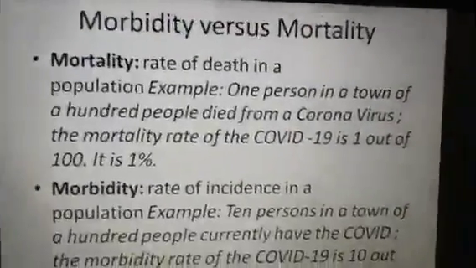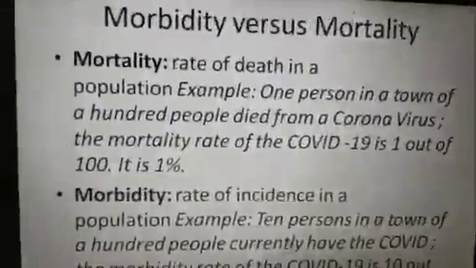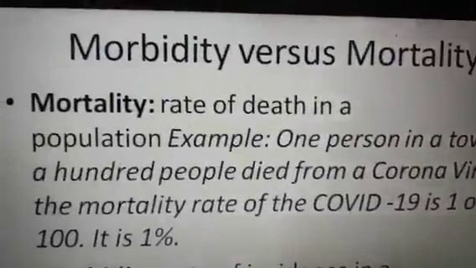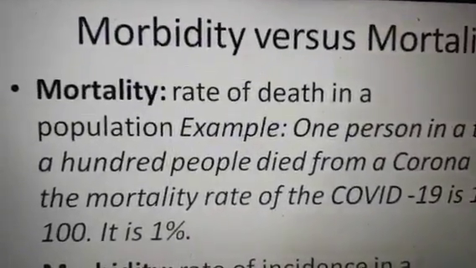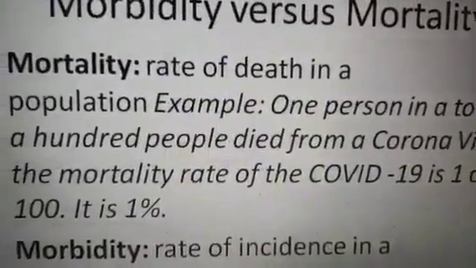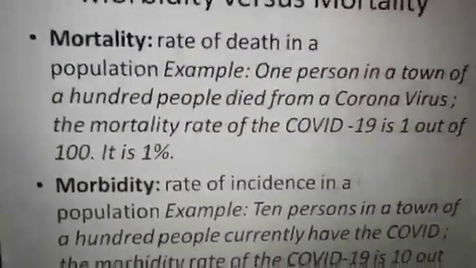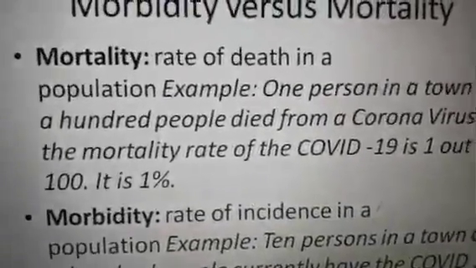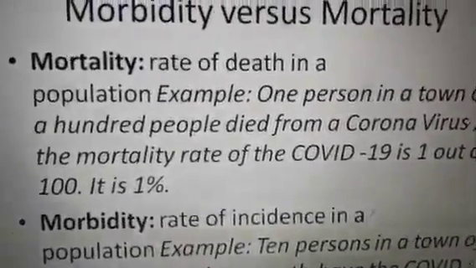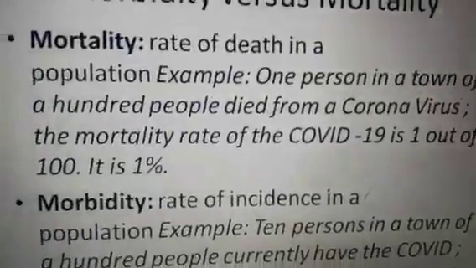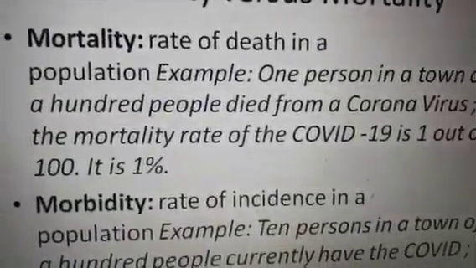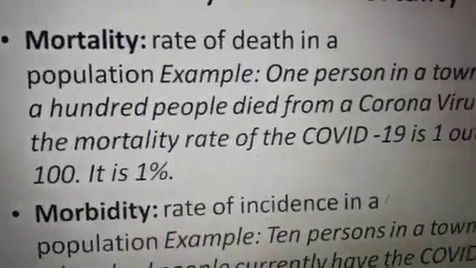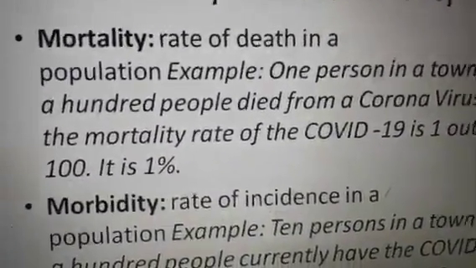Okay, and here again we have to distinguish between morbidity and mortality. You have to also learn what you mean by morbidity. Already I told you mortality, and nowadays in the era of COVID-19, everyone is talking about COVID-19 death. So we can say, for example, that if one person in a town of 100 people died from coronavirus, then the mortality rate of COVID-19 is 1 out of 100, and that is 1%. This is the mortality rate of corona.